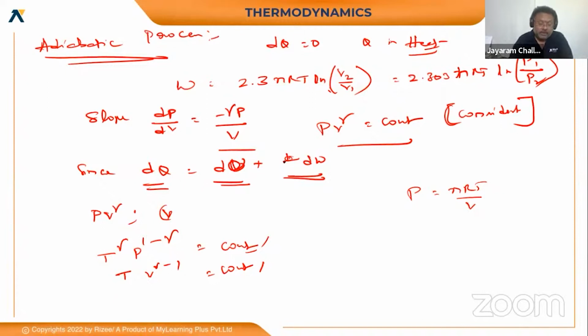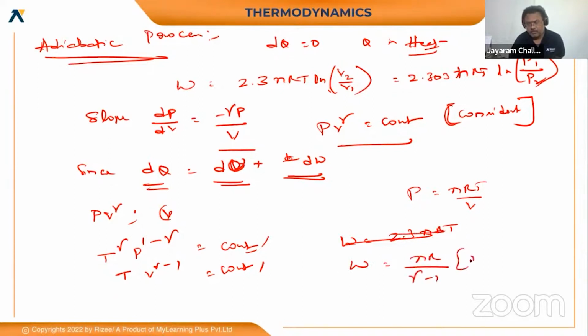Under the adiabatic process, the work done can be written as 2.303 nRT. This is the formula. Or you can also write W is equal to nR by gamma minus 1 times T1 minus T2. So this is the work done under the adiabatic process.